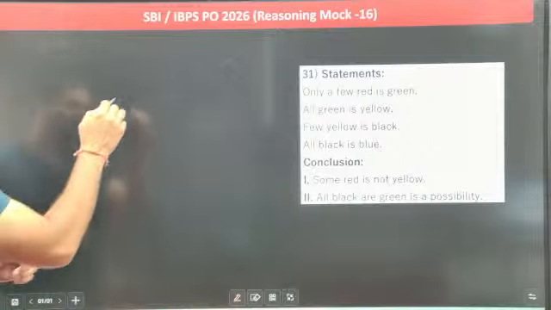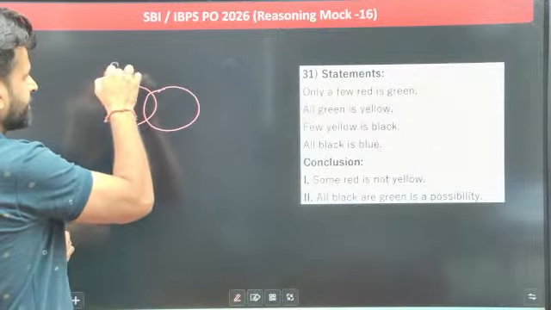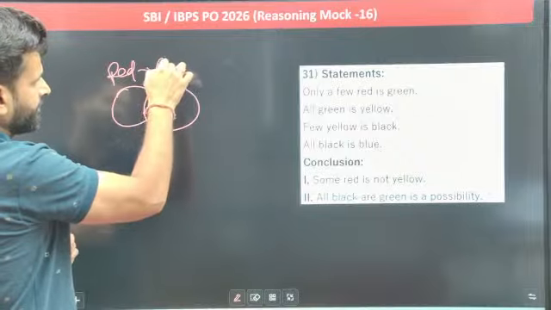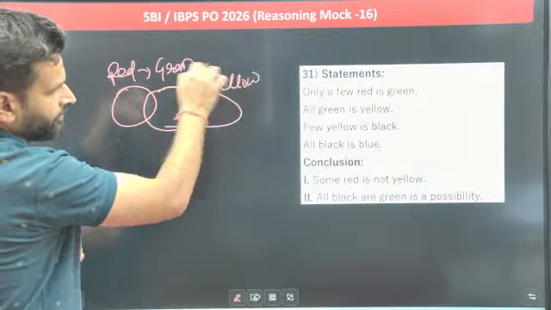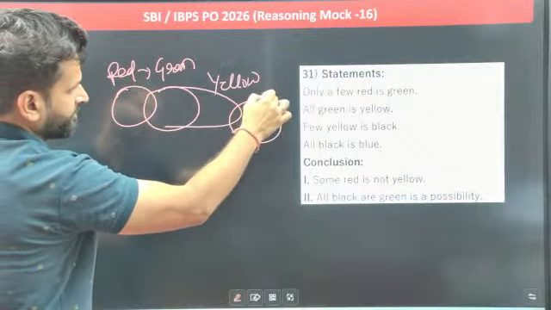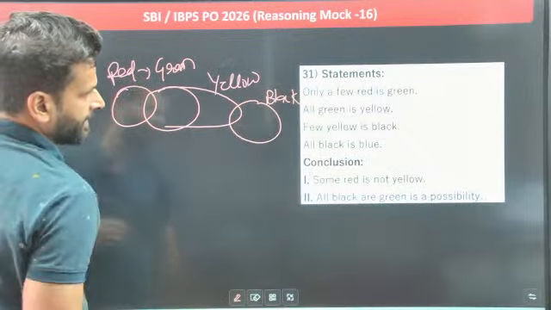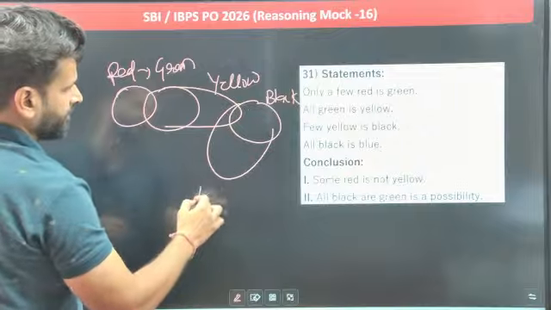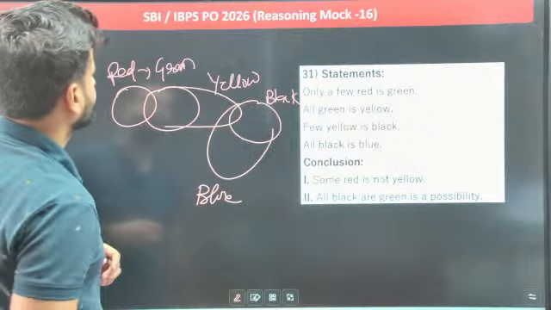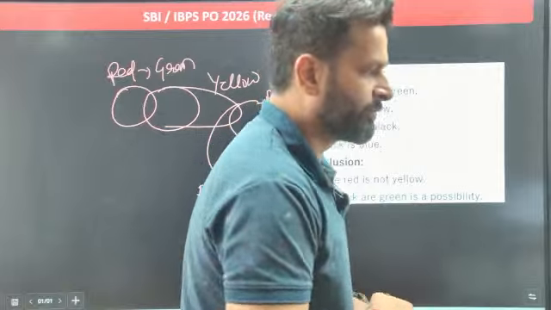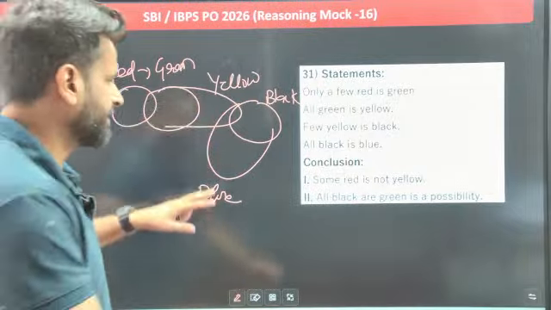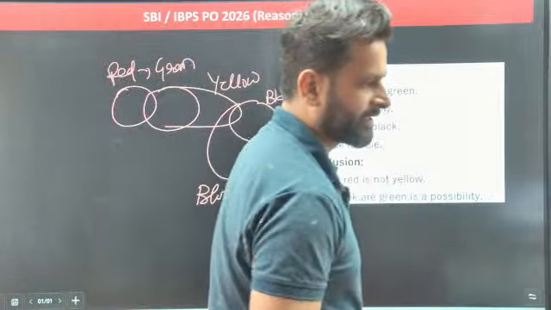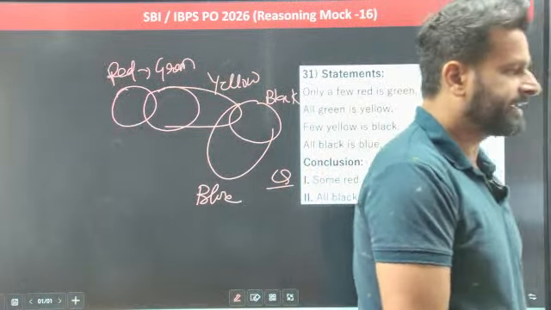Look, only a few red is green. All green is yellow. Few yellow is black, and all black is blue. So again, both follow. The first one is some red is not yellow. Some red is not yellow. You made a mistake here. Some red is not yellow.